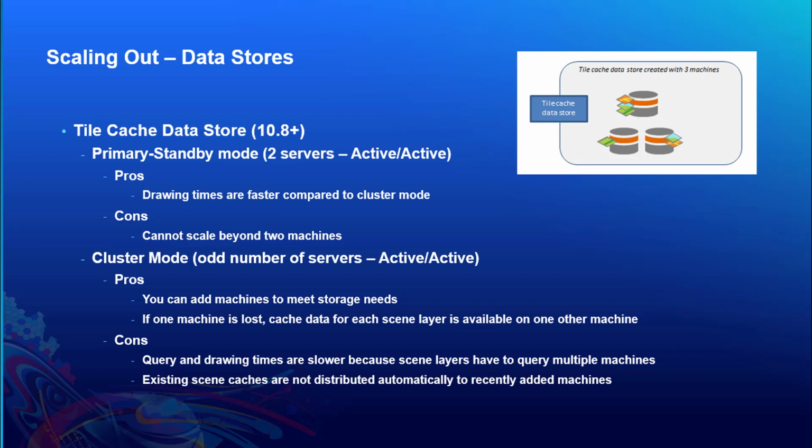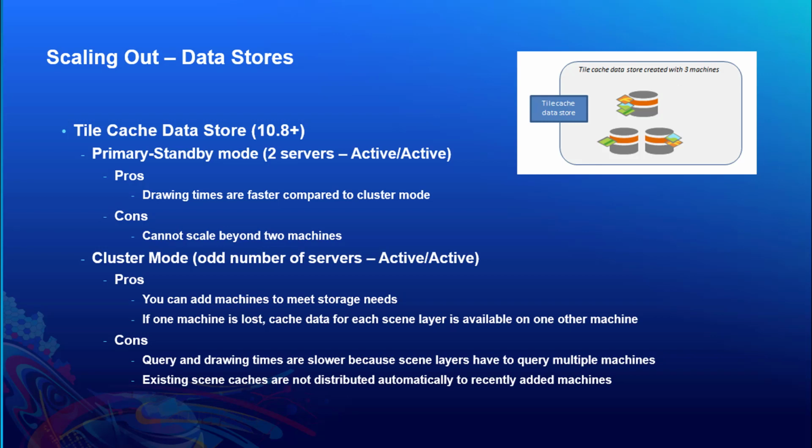For the tile cache data store, since we're starting at 10.8, there are now a few options for scaling this data store out. And there are some pros and cons for each of the options. So the first one is a primary standby mode, but it's somewhat partially active because there's some read-only capabilities on the second node. And the pros here are drawing times are faster compared to cluster mode, which is that second option. And the con is it cannot scale beyond 2 machines.